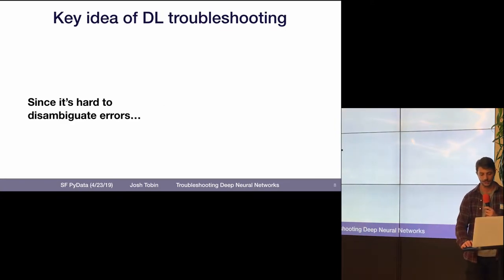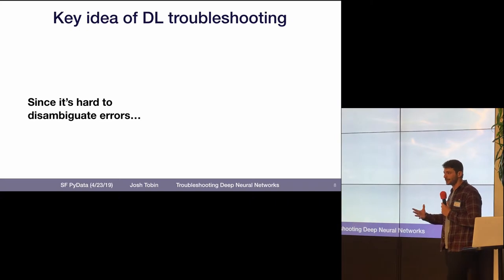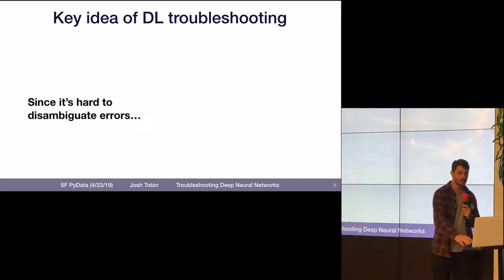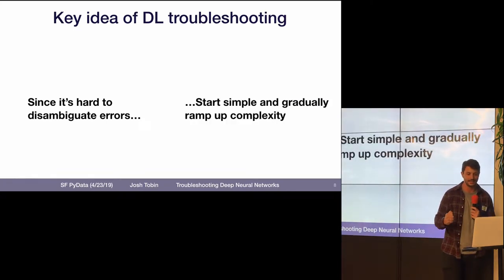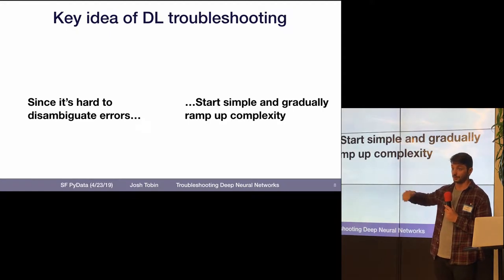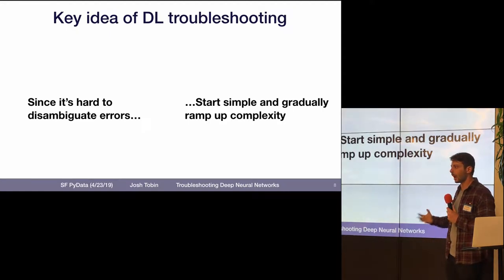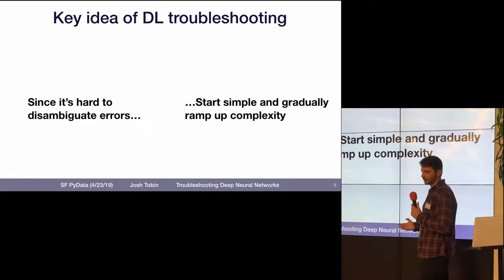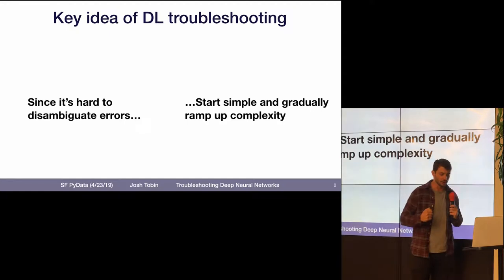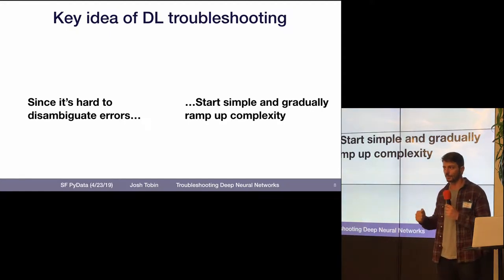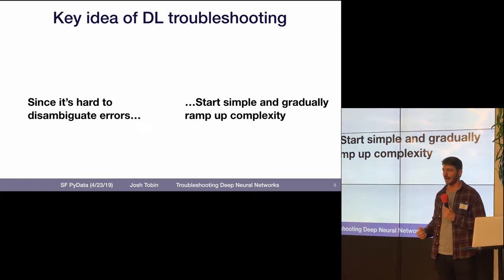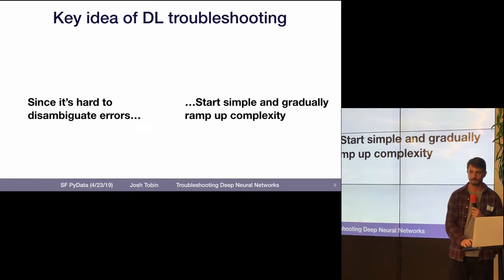There's a reason for this: since it's so hard to disambiguate errors, it's hard to tell what caused your degradation in performance. Really the key is to start simple and very gradually layer on different sorts of complexity. I think the most common mistake people make when training deep learning models is that they read a really cool paper and they're like, yes. And they sit down and spend an afternoon putting up the model in TensorFlow, then they run it and it doesn't work. This is a very natural instinct to have, but it's exactly the wrong thing to do.